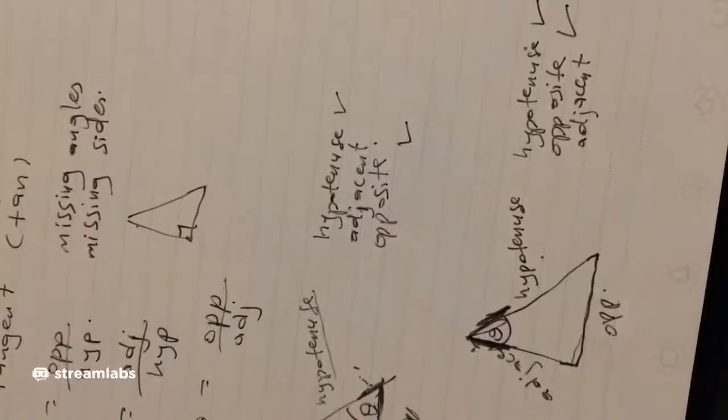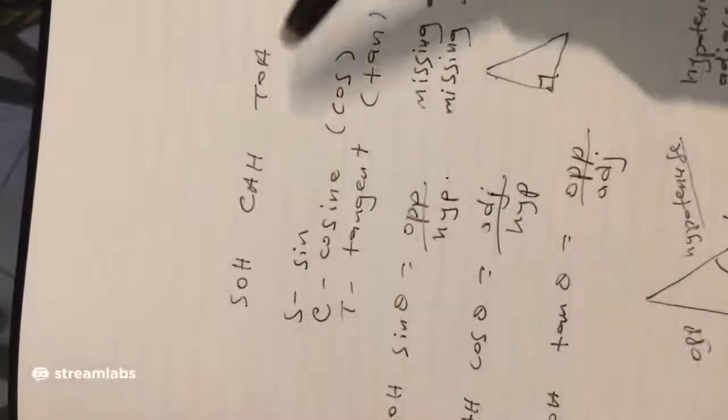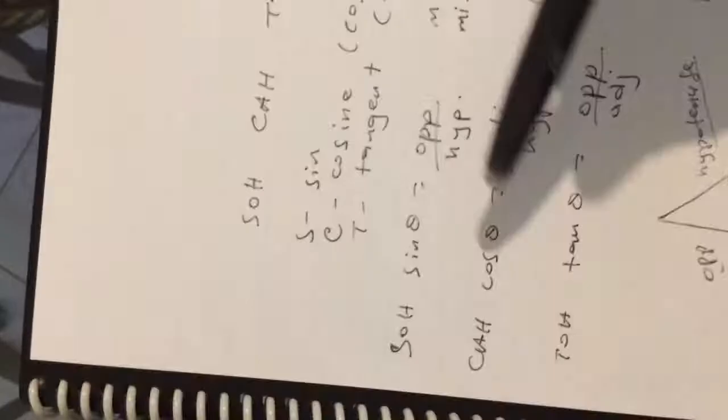So, yes, the height is the adjacent side, so that's correct. Now we move on to the second most important part of this. On this page so far, we talked about SOHCAHTOA, and we said that we use SOHCAHTOA to find missing angles and missing sides.